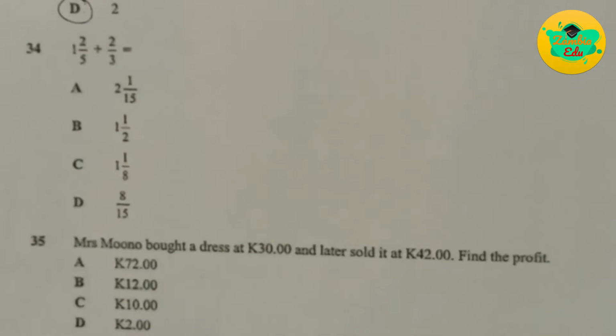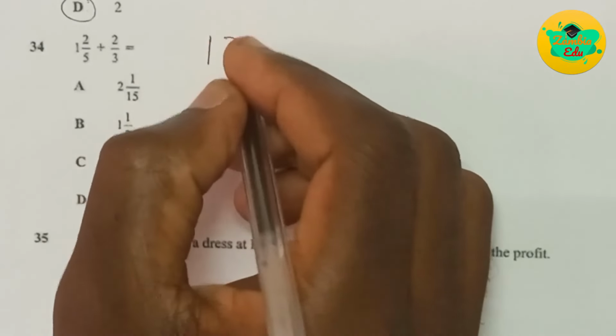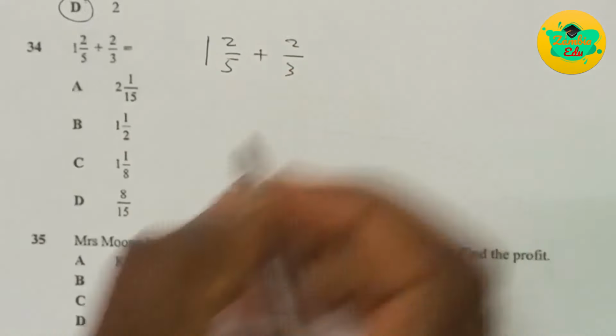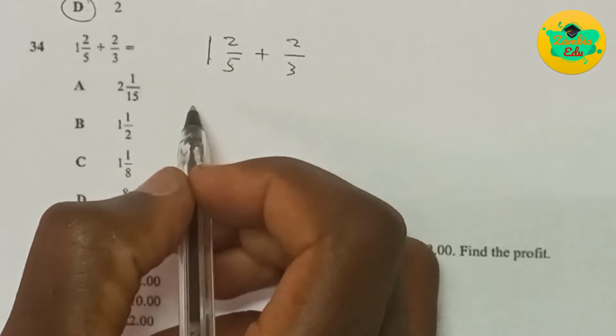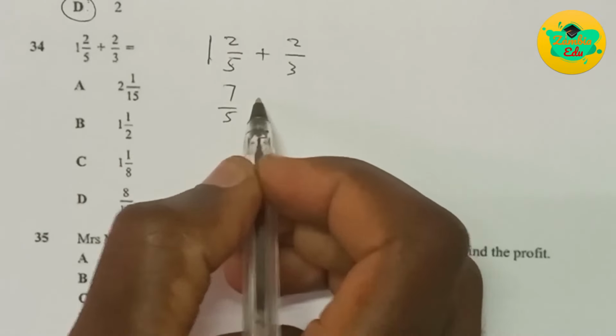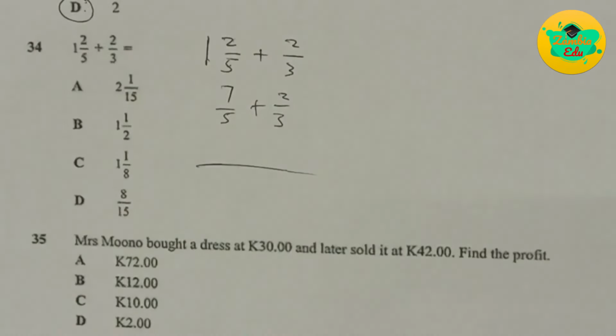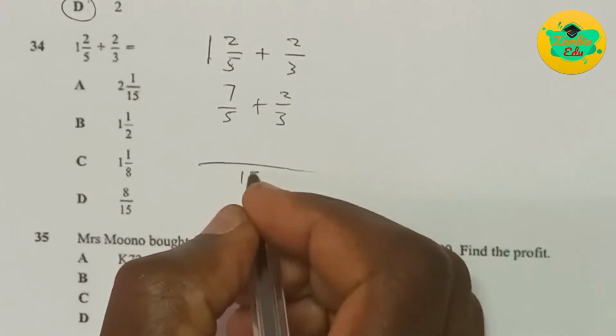Question 34 says, add the fraction 1 and 2 over 5 plus the fraction 2 over 3. So we're looking at 1 and 2 over 5 plus 2 over 3. 5 times 1 is 5, plus 2 is 7, so 7 over 5 plus 2 over 3. We do that for the common denominator. What is the common denominator of 5 and 3? The common denominator becomes 15.